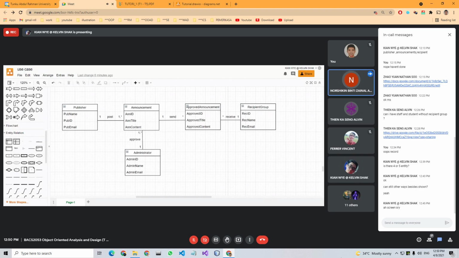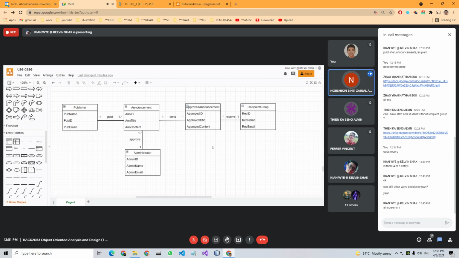The approved announcement will send to many recipient group. If you check your question, the approved announcement will send to many recipient group. So regardless, if you want to add this class, approved announcement will send to many recipient group. Why in this diagram did you say that approved announcement will only send to one recipient group? Oh, no, this one I said a recipient group can receive many approved announcement.